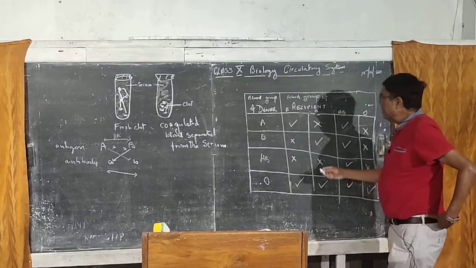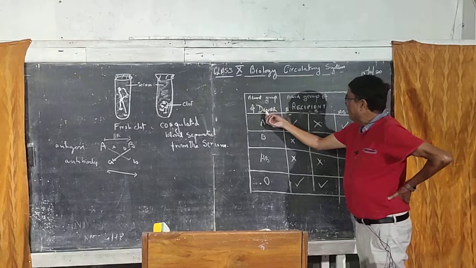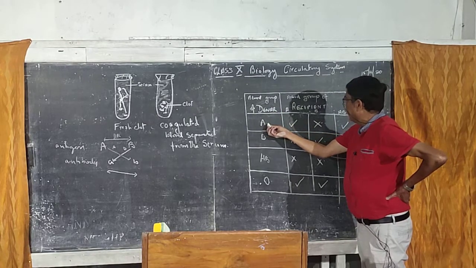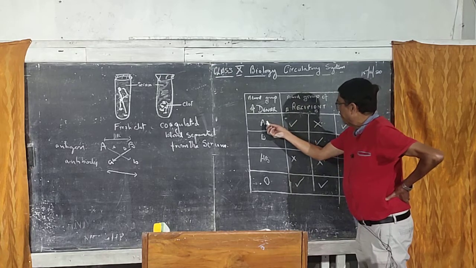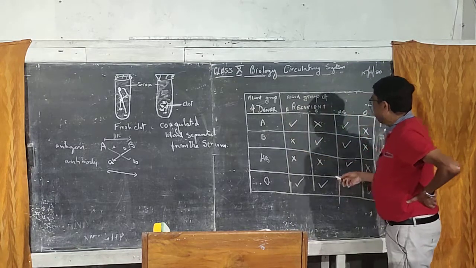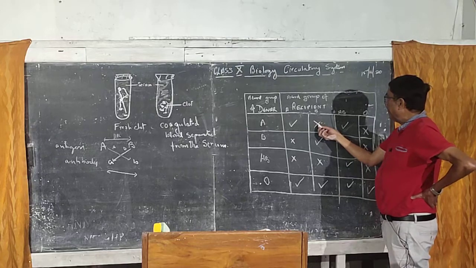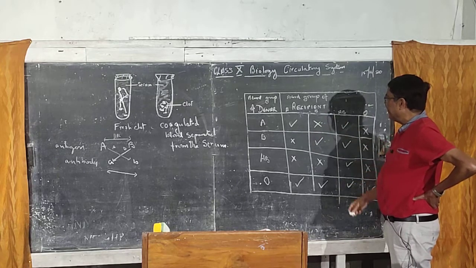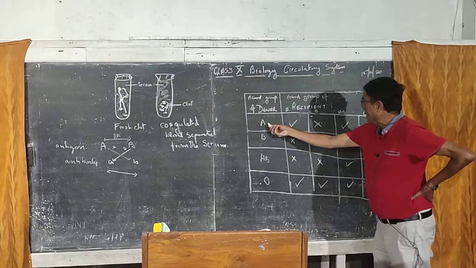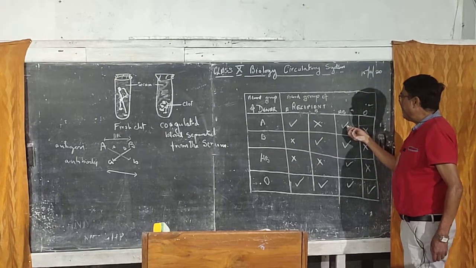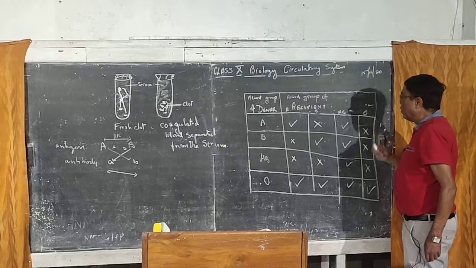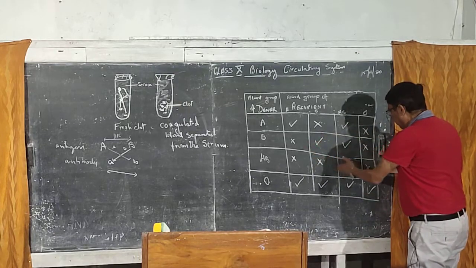Now, this means donor blood group A can donate to recipient A, but blood A of the donor cannot give blood to group B of the recipient, and A can give blood to group AB but not to O. So this way you keep on reading.